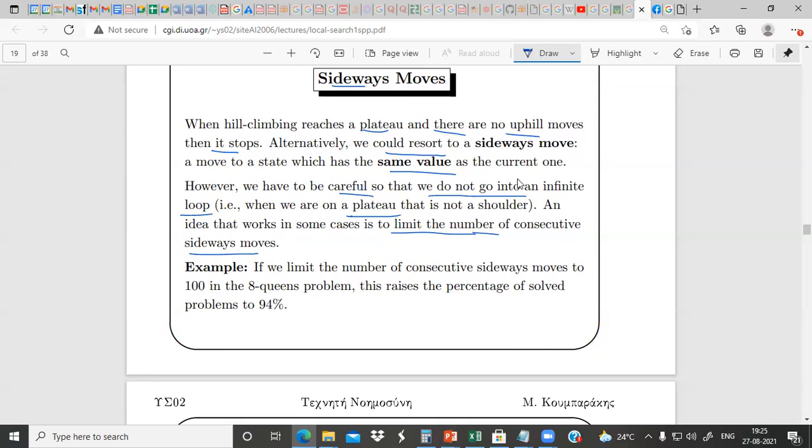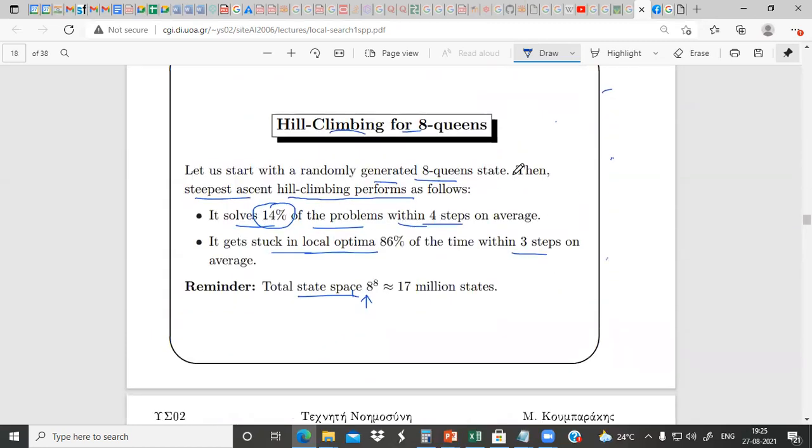Okay. Right. So when we come back to our original example, the 8 queen problem, randomly starting with the initial state, if you apply the basic version of the steepest ascent hill climbing algorithm, it achieves a solution 14% of the time. Right. This version is without sideway moves. Okay.